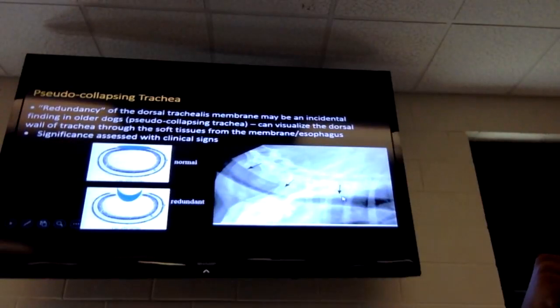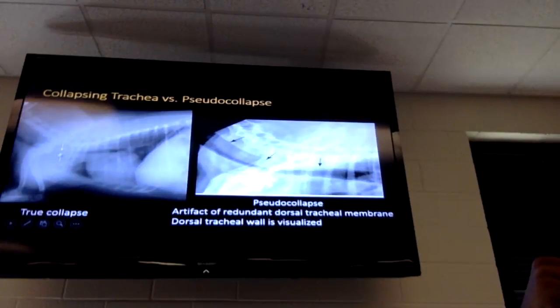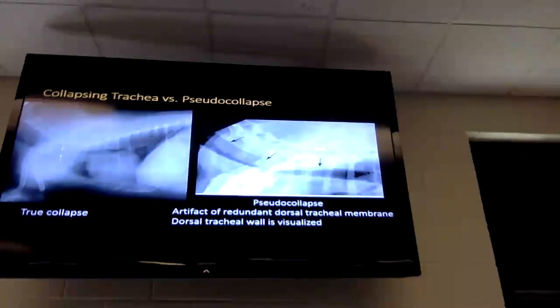Especially- So is it actually pushing into the trachea or is it just covering over it, what it looks like? It's into the trachea. Okay. It's into the trachea, but you can still see the dorsal wall of the trachea. If it was a true collapse, I should not be able to see this dorsal wall of the trachea. It should be just completely narrowed down like this. Can you see the difference? And this redundancy of the dorsal tracheal membrane is dynamic. So when you take the opposite lateral view, it's gone. Because now it has shifted dorsally. Okay? So it's not a permanent or a static thing. It just comes and goes.